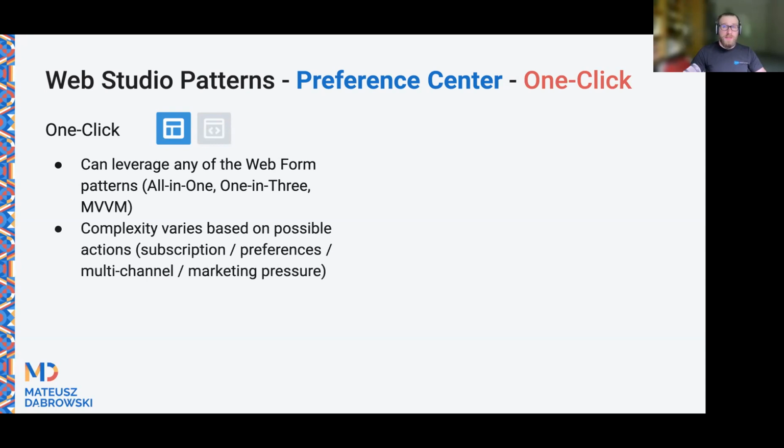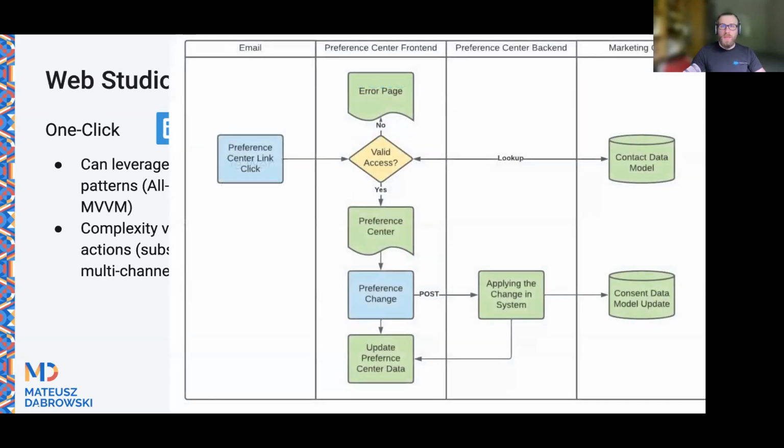The complexity of the solution will depend a lot on what you actually want to do on the Preference Center. So if you just want opt-in, opt-out, it's super easy. If you want to add the publication lists, it will get a bit more complex. If you want to add the multi-channel management and marketing pressure controlling, it will be much more fun to build such a solution, but again, fully possible. As for the diagram, you can see we are getting more and more complex, so more and more fast solution here. We are having the Preference Center link click.